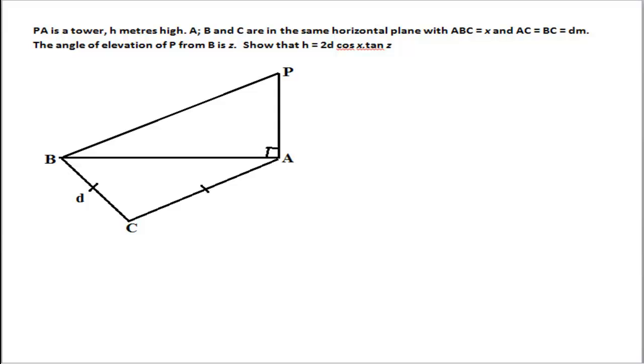In this problem here, which is 3.12 on page 52, we've got PA is the tower, A, B, C are in the same horizontal plane, and angle ABC is x, and the angle of elevation of P from B is Z. So we are now going to show that H is 2D cos x tan Z.